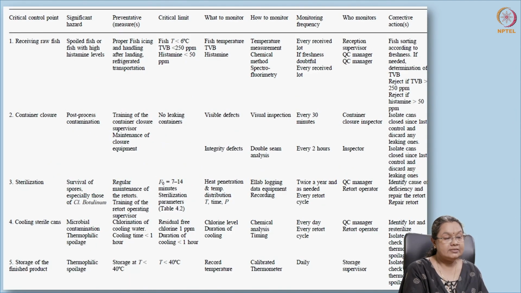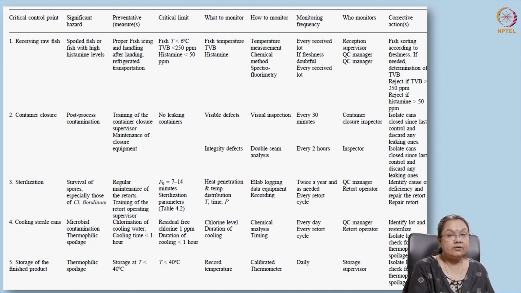In this case, the CCPs are receiving of raw material, container closure, sterilization, cooling of the sterile cans, and storage. So these are the 5 CCPs. In the raw material part, we need to be careful what kind of material we are collecting. Also, we need to see that the histamine is within limits, like how we discussed in the tuna. If it is not within limits, it needs to be returned. For fresh fish, the temperature should be below 6 degrees centigrade, and the histamine content should be below 50 ppm.